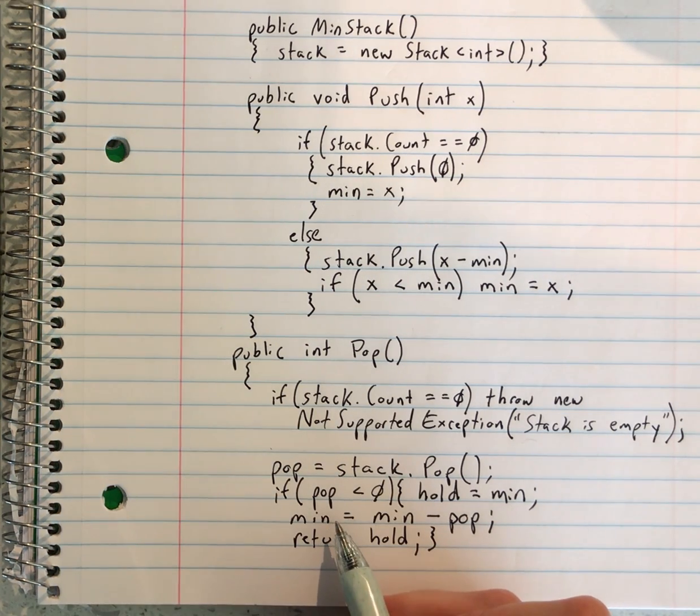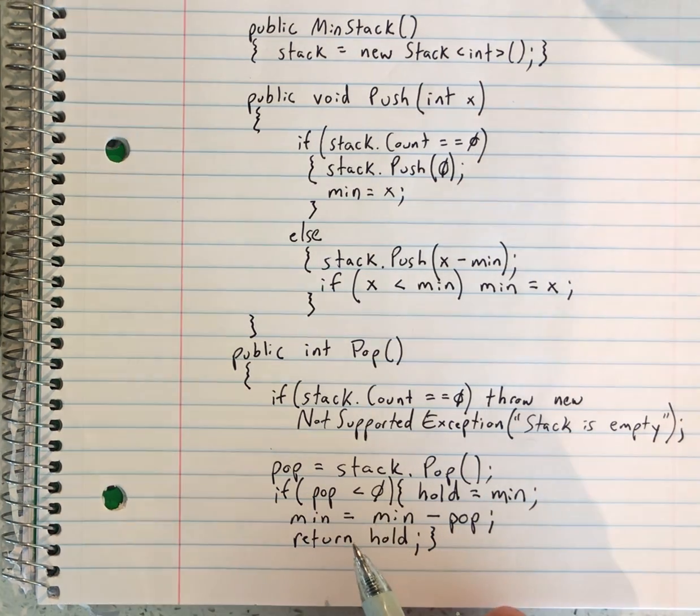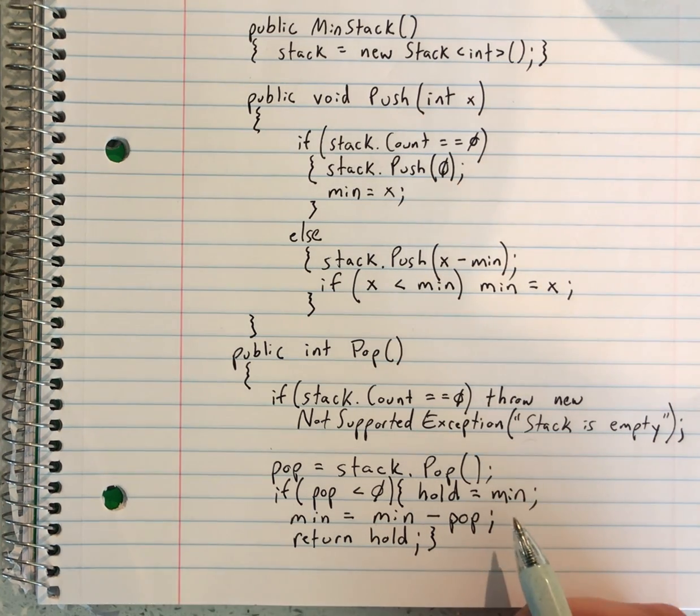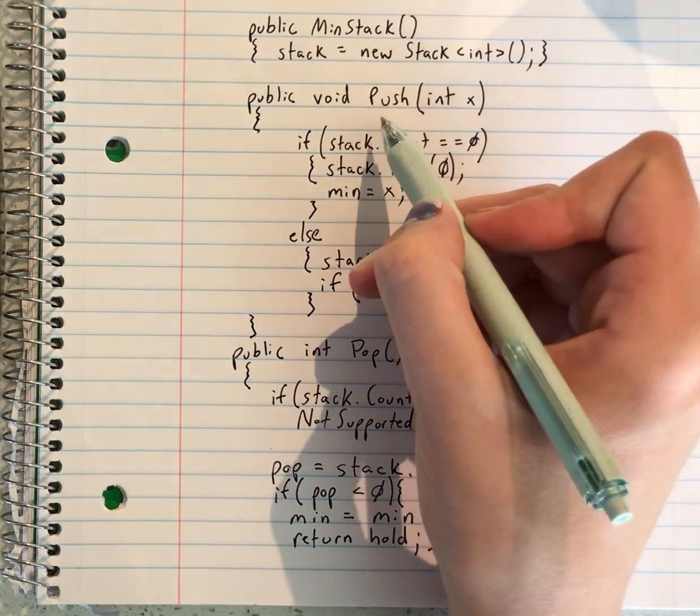Because if pop is less than 0, that means it used to be a minimum for the stack at the point in time when this element was on the top, which means that the current min is equal to the original value that entered our push method here.